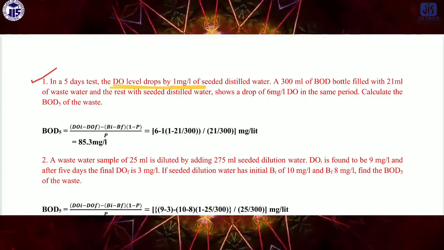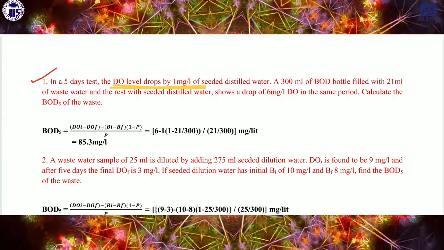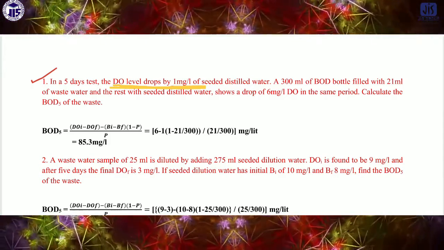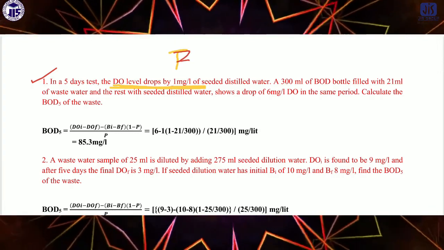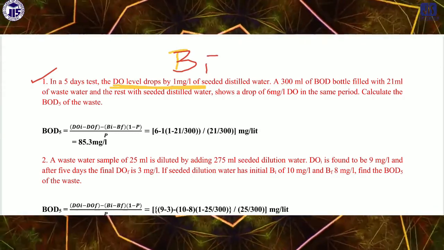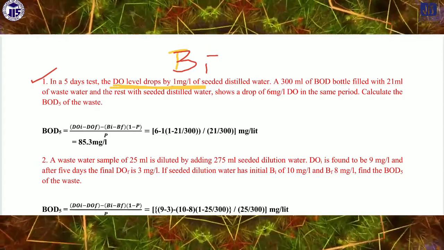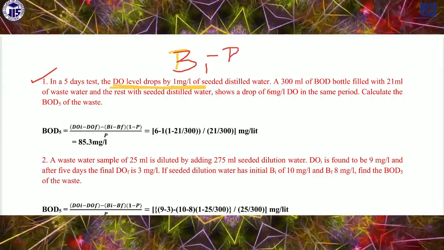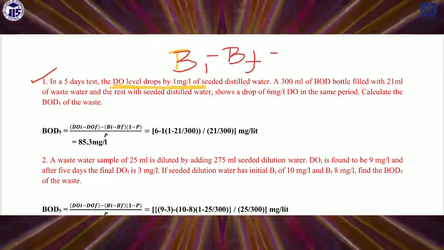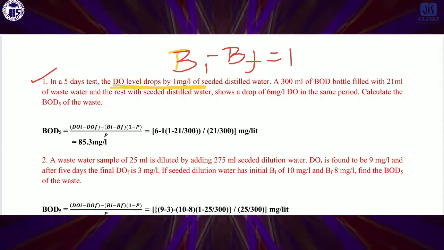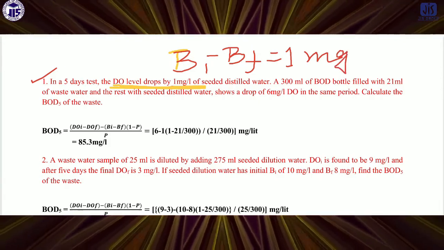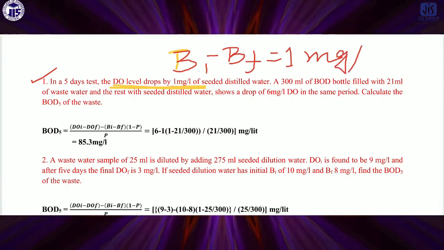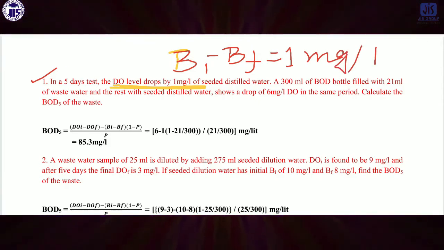What is the meaning of this? The meaning is that BI minus BF, this value equals 1 milligram per liter. It is already given.